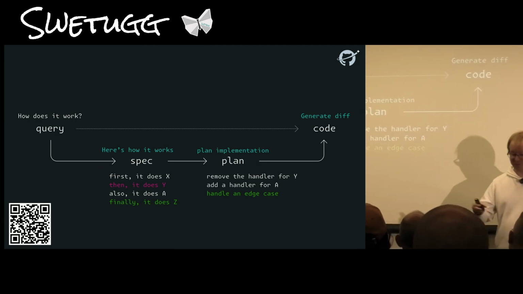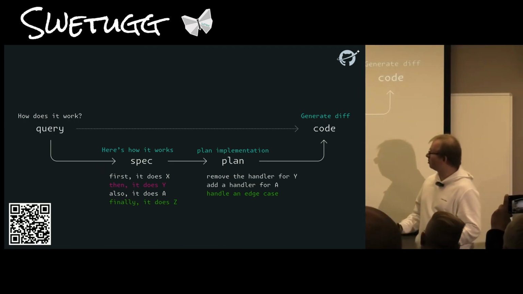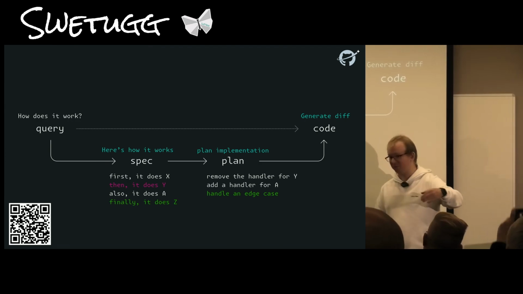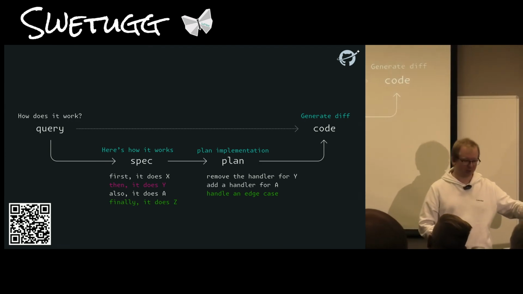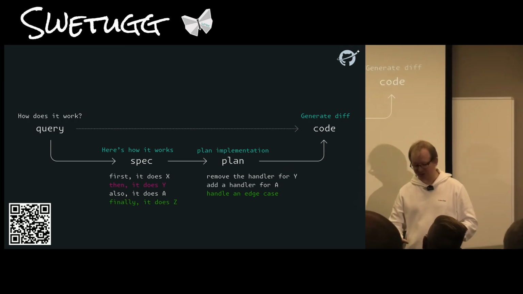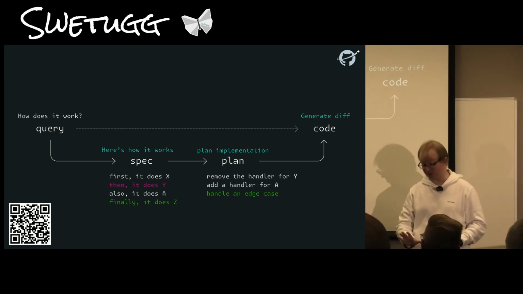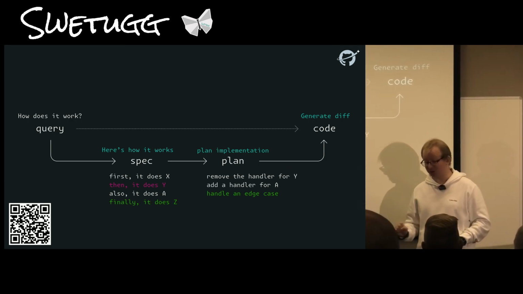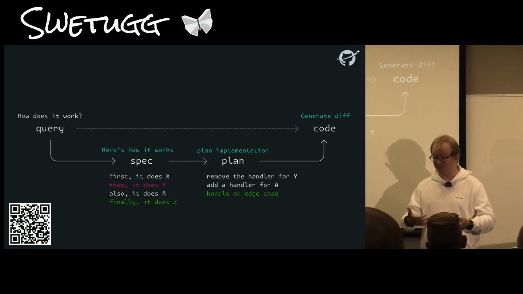Then after this specification is done, we ask the model for an implementation plan. So we ask the model, based on the old specification and this new specification, what are the code changes that the system is supposed to make?